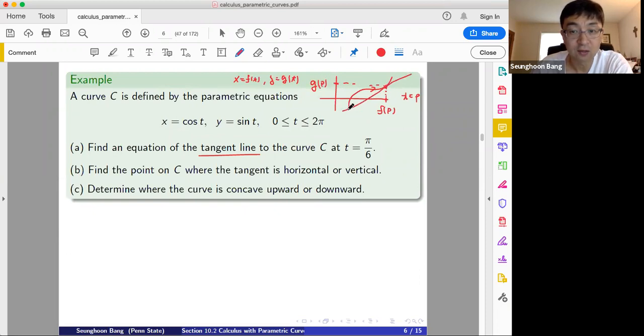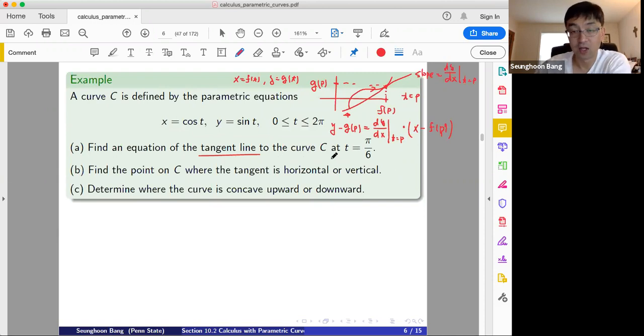You can draw the tangent line. What's the slope? The slope is dy over dx at t equals p. So what's the equation of a tangent line? I want to use point slope form. y minus the y component, g of p, equals the slope of the tangent line at t equals p, dy over dx at t equals p, times x minus f of p. f of p is the x component. That's it. This is the equation of the tangent line. Is it good?